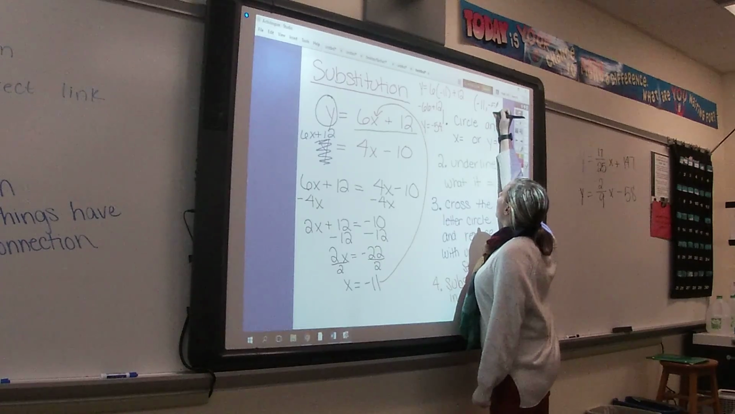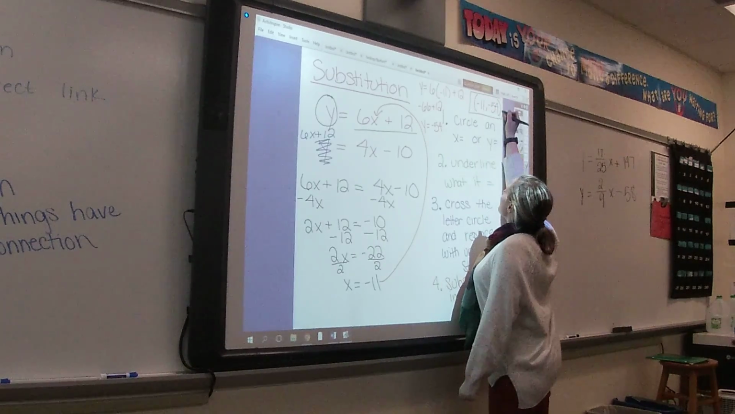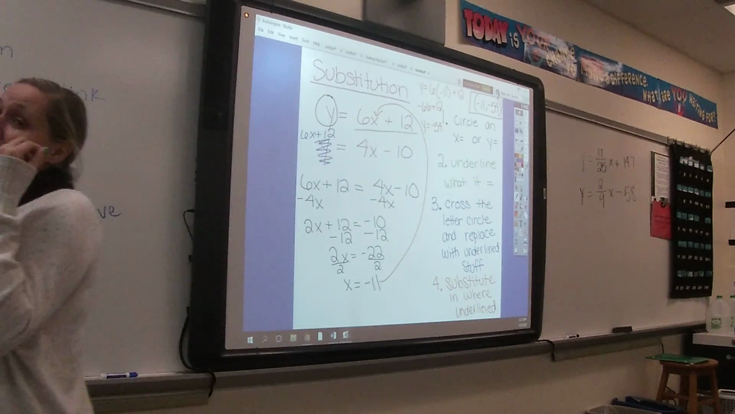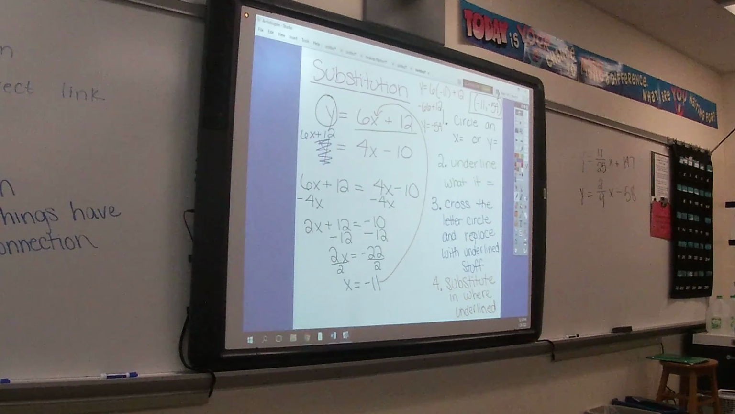I have another question. Do we ever have to graph this? Because we have the point and then we have the slope, which is 6. I mean, yeah, we could go in and we could do graphs, but that would just be if we chose to solve it by graphing.